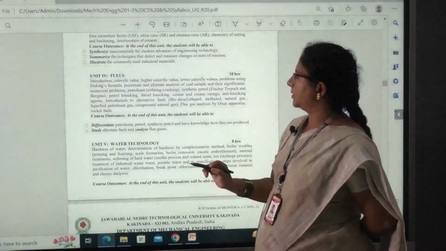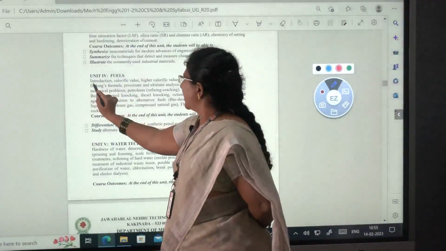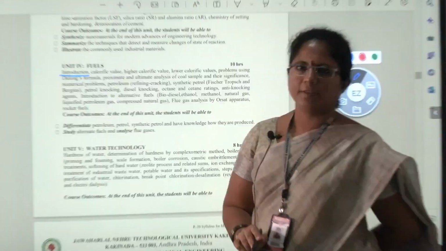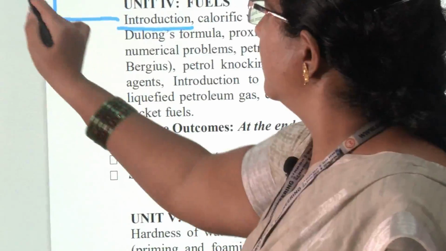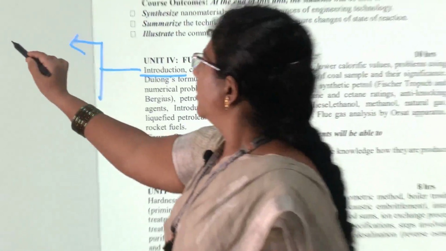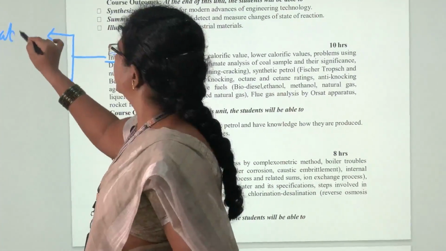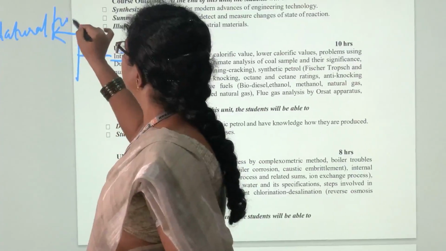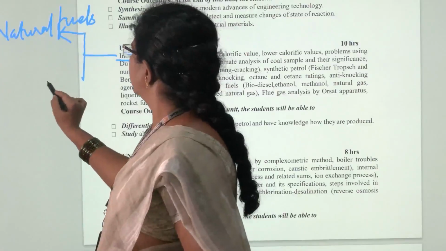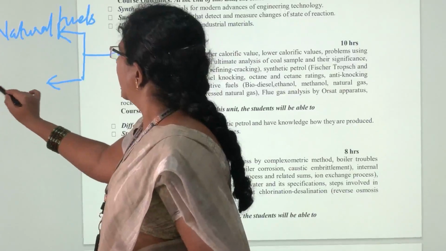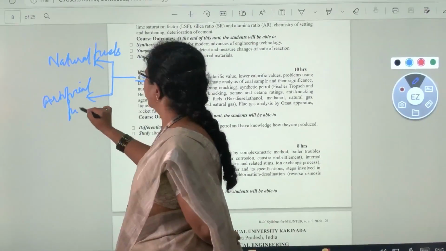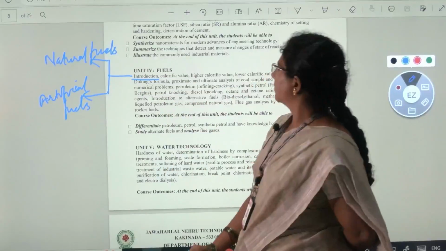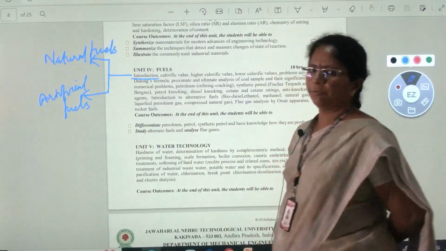Here in the fourth unit, starting we will discuss the introduction of fuels. That means here we will discuss natural fuels and artificial fuels. And next we will discuss the calorific value.